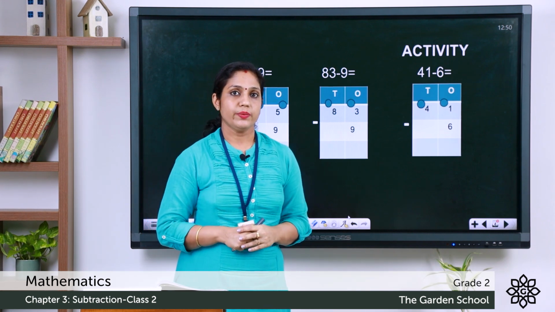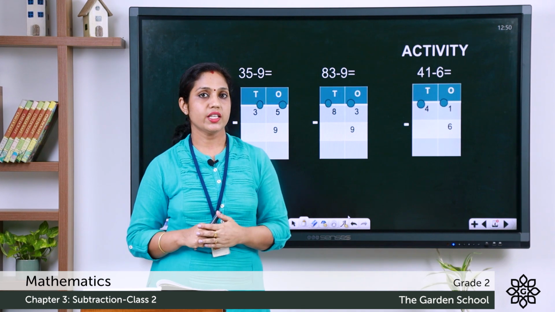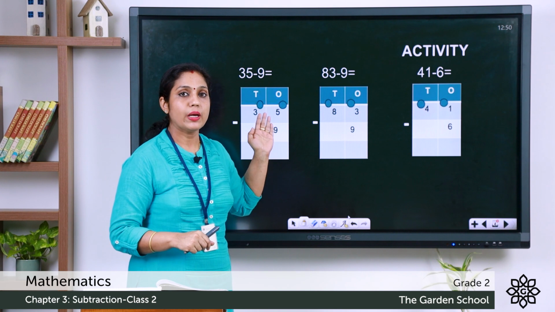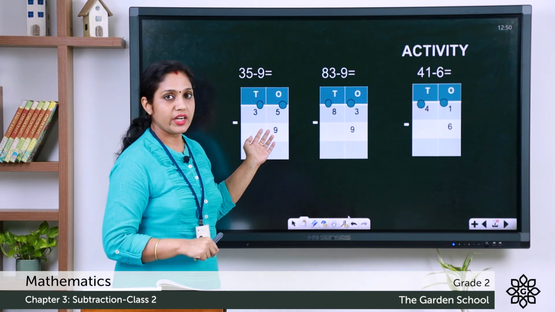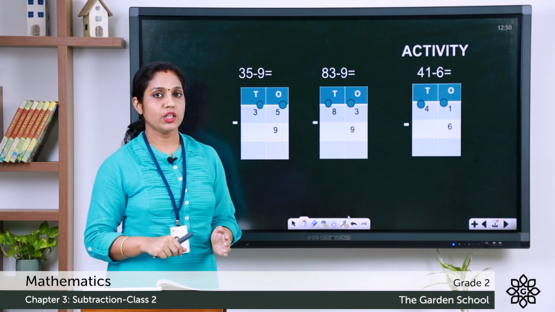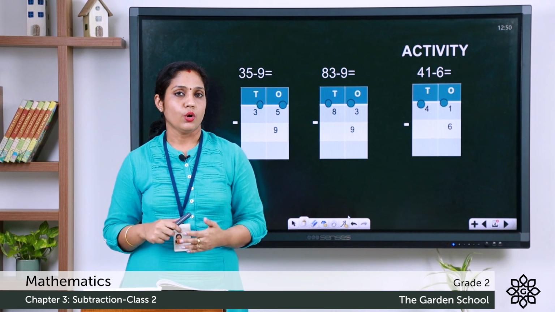You have an activity. You can take down your notebook, write down the questions. Write today's date and first write down the questions. You have 35 minus 9, 83 minus 9 and 41 minus 6. Write down the questions, pause the video and do this calculation. Hope you have done it.